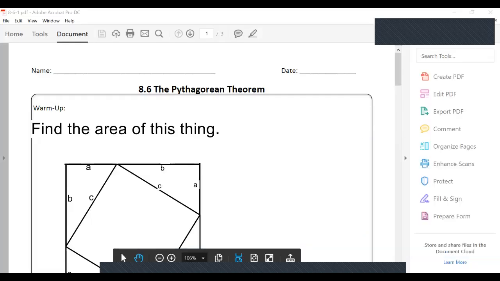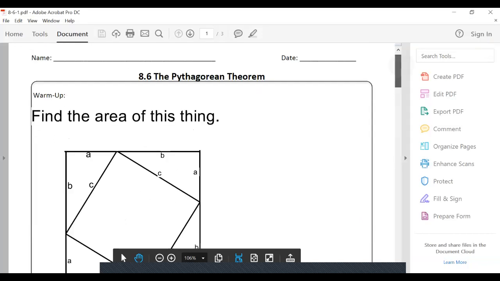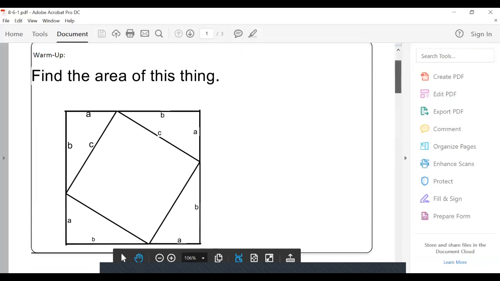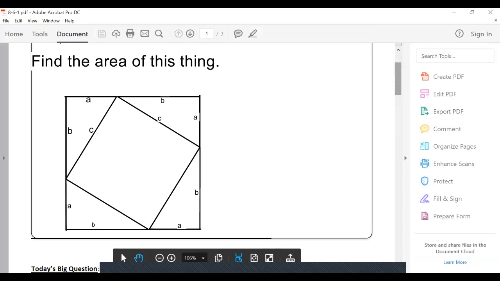Hi, I'm going to show you how to do lesson 8.6, the Pythagorean theorem. The first warm-up says to find the area of this thing. So this thing right here appears to be some sort of square or something.